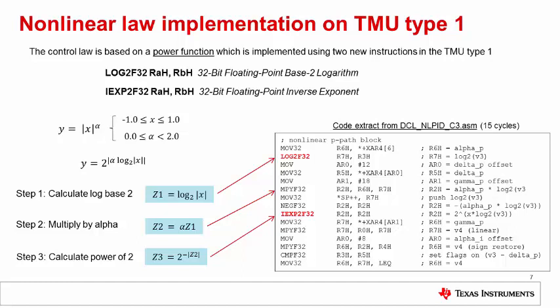The code in the lower right is taken from the proportional path of the NLPID_C3 controller.